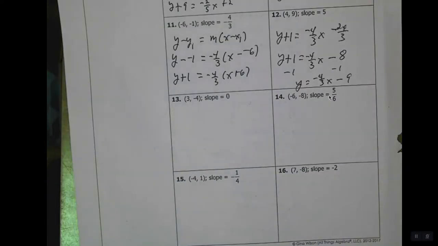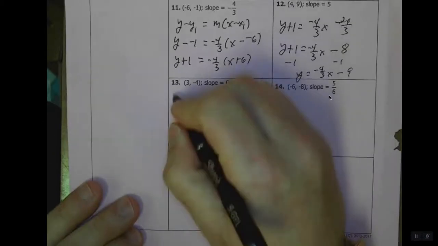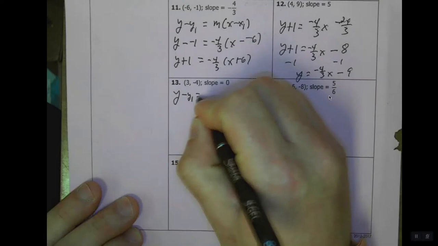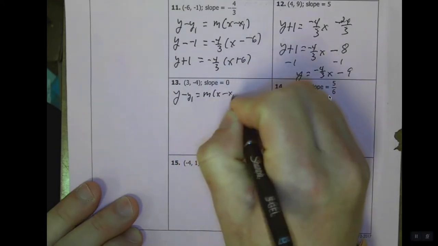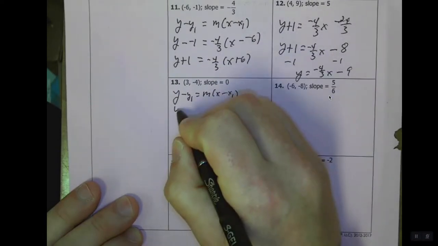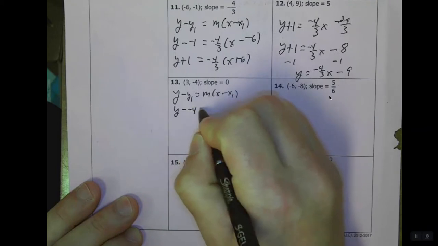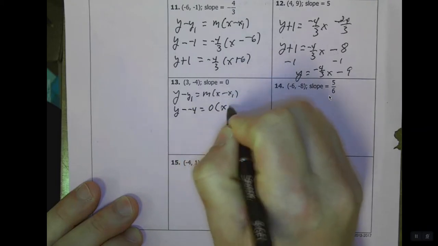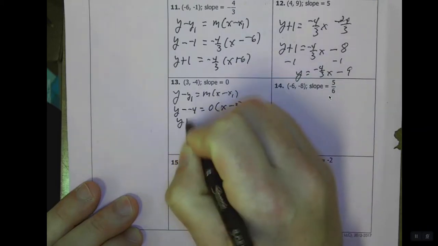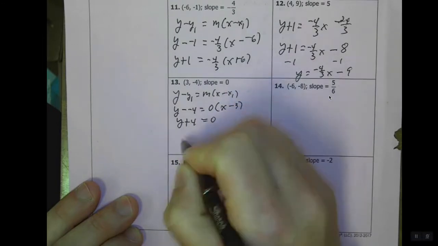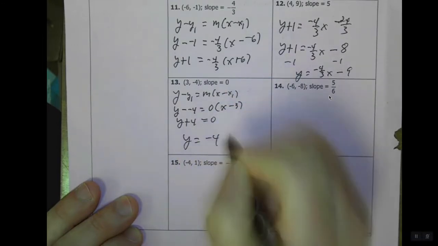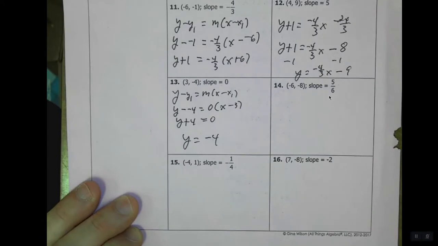So we've got two more to try, 13 and 15. Number 13, I'm going to do the same thing. Y minus y1 equals m times x minus x1. And then I'm going to plug these in. So y minus negative 4 equals 0 times x minus 3. Well, then this is y plus 4 equals 0. So I'm just going to subtract 4. So y equals negative 4. That is a tricky one, but it's not that bad.